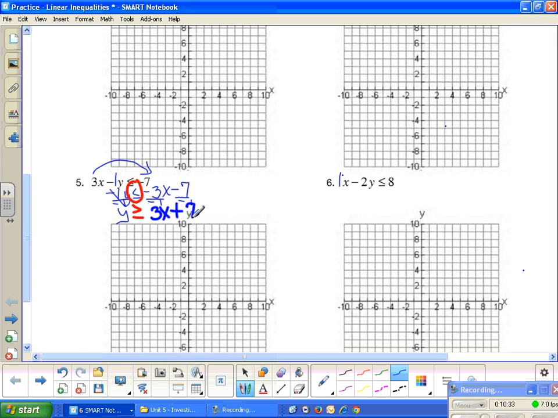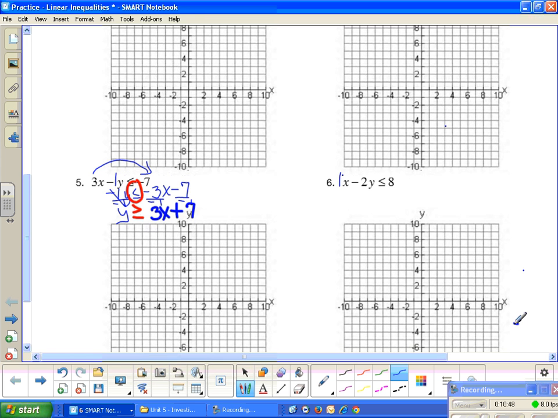Now you can find your slope and your y-intercept, and you can do the same thing we're doing. But it has to be in the y equals form. You have to make sure that you change your signs correctly, and then you can finish your problem.